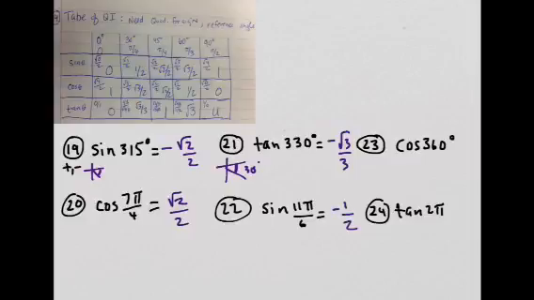Okay, and 360 is back at the beginning at 0, right? So I'm going to be using this column right here if you want to use that. Or just remember the ordered pair 1, 0 at 0 or 360, right? Cosine is x, tangent is y over x, so 0 over 1, 0.